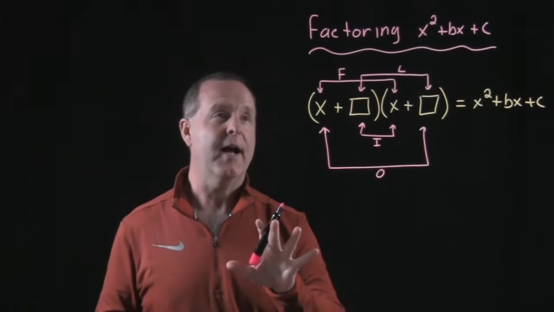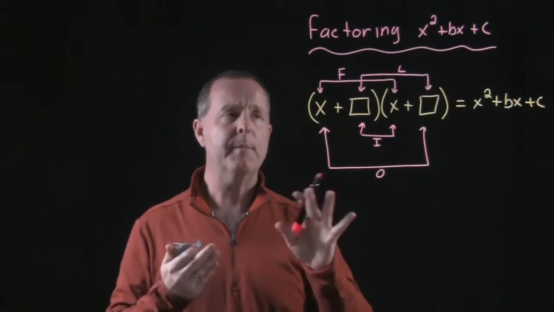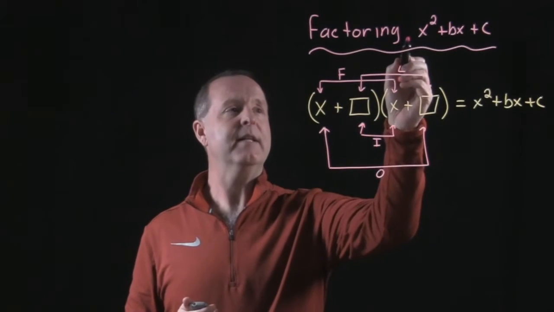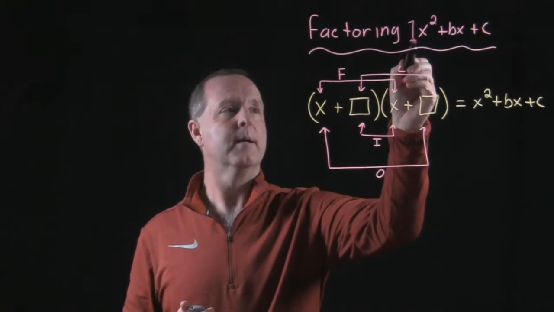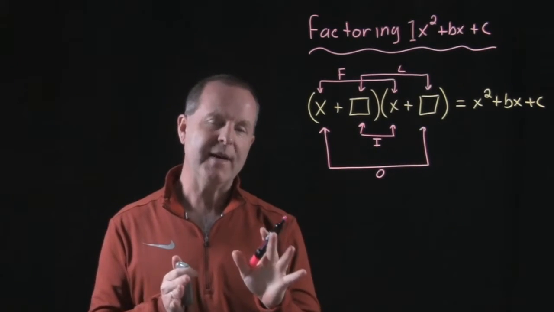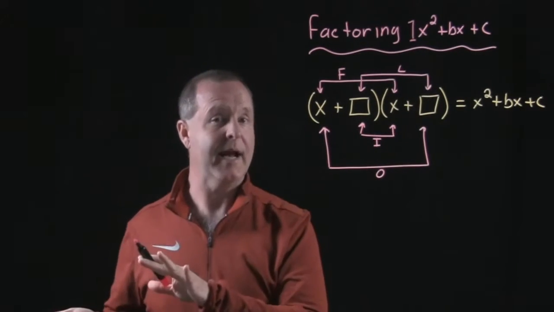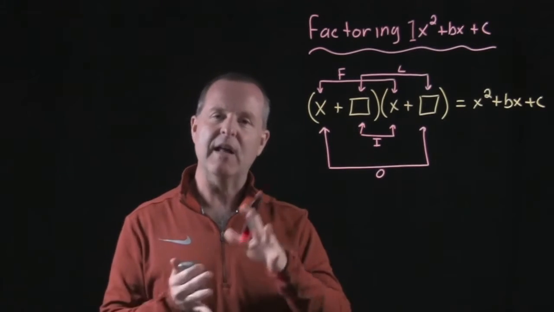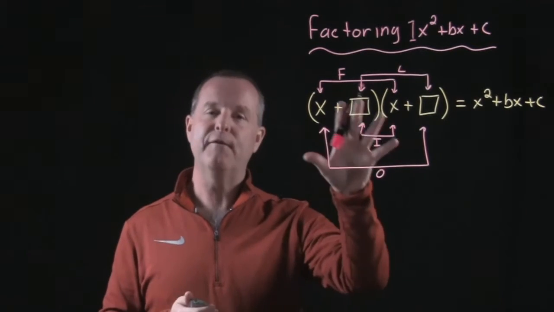We want to begin learning how to factor trinomials, specifically trinomials that have a leading coefficient of 1. To do that, we have to go back and remember how we multiplied binomials. And the way that a lot of us learned how to do that was this FOIL method.